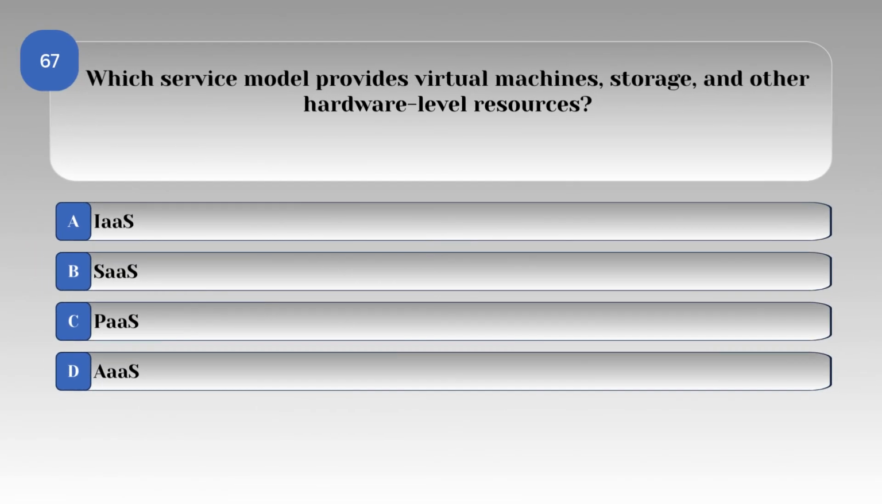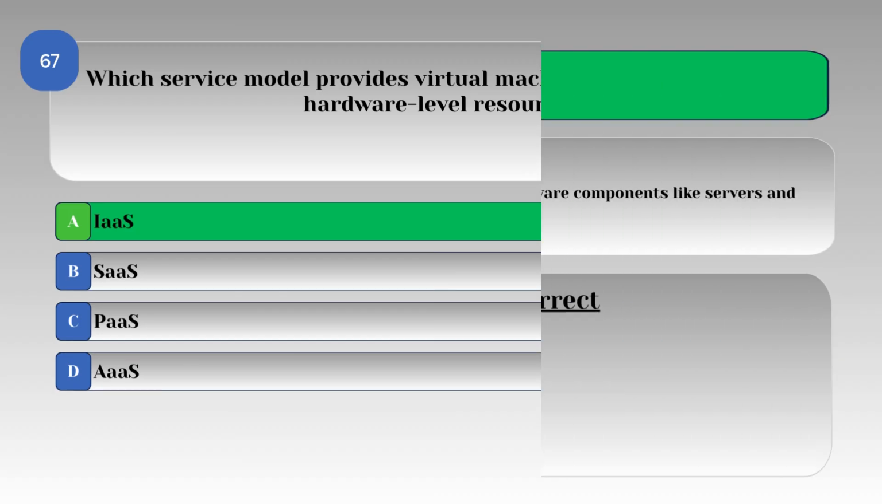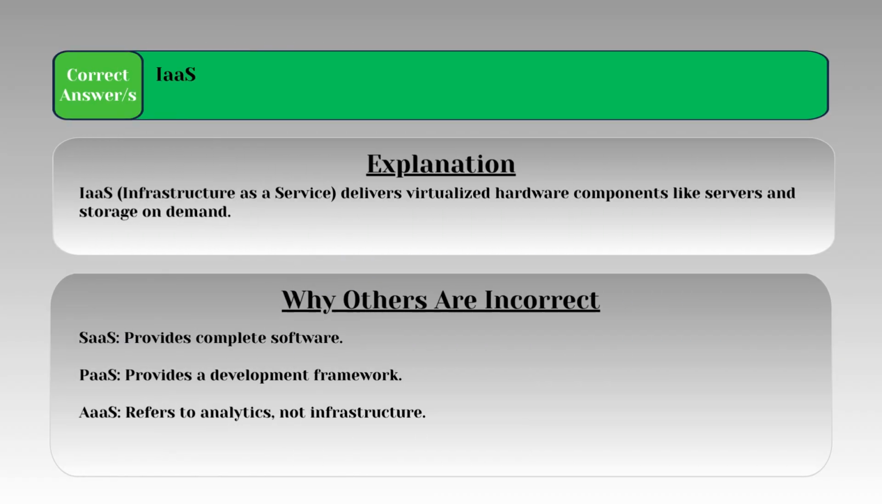Which service model provides virtual machines, storage, and other hardware-level resources? Correct answer, IaaS. Explanation: infrastructure as a service delivers virtualized hardware components like servers and storage on demand. Why others are incorrect: SaaS provides complete software. PaaS provides a development framework. CaaS refers to containers, not infrastructure.